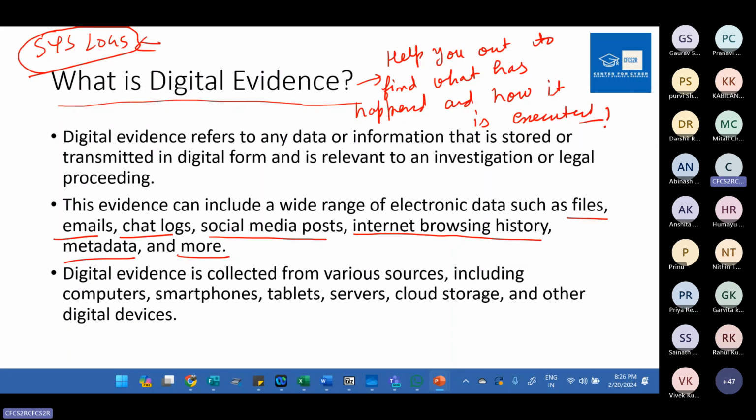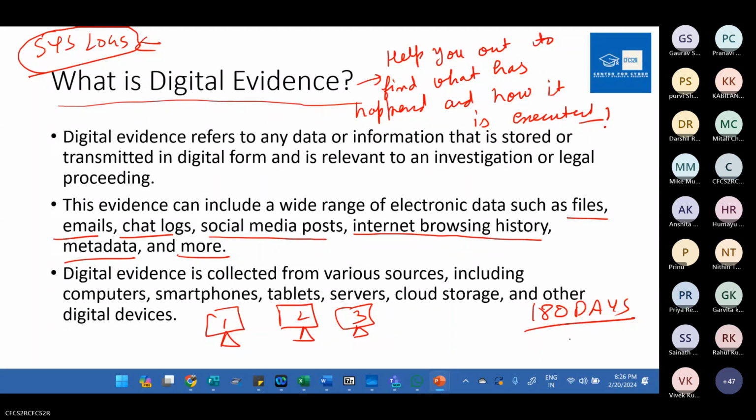Okay. Let me explain syslog in very simple terms. Let us suppose this is server 1, this is server 2, and this is server 3. Now, who will tell me what is the current regulatory compliance for keeping the logs? How many days is the regulatory compliance right now? I think it's 60 to 90 days. It's 180 days now. Okay, it's 180 days now.